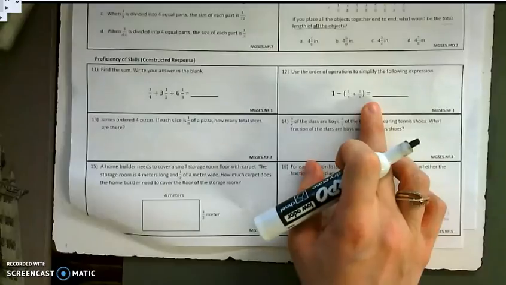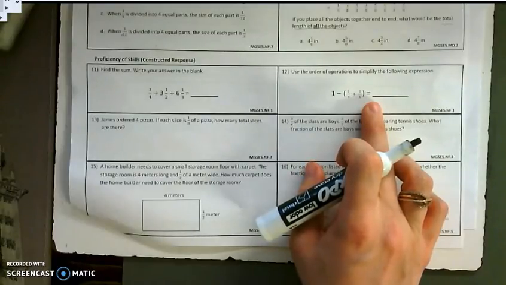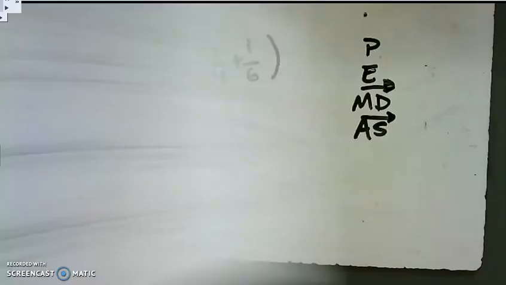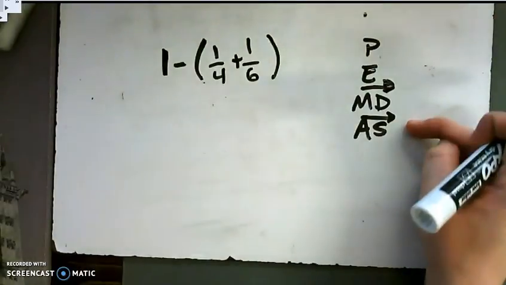All right, let's start by looking at number 12. Use the order of operations to simplify the following expression. 1 minus, in parentheses, 1/4 plus 1/6. So for this, we're going to need to sing our song.